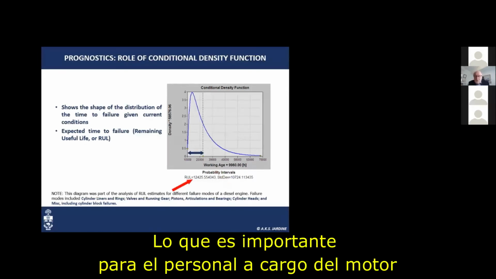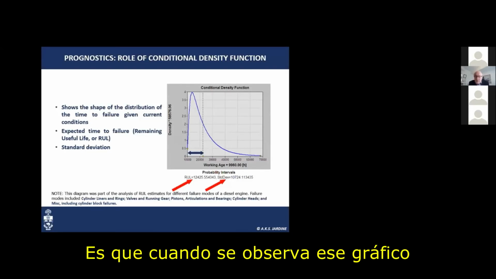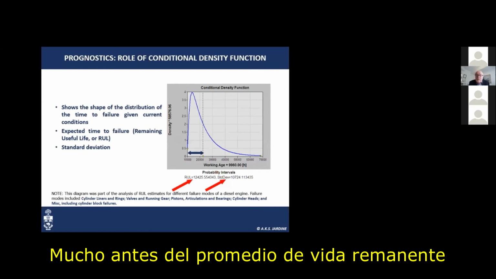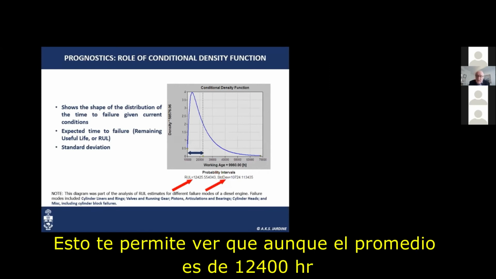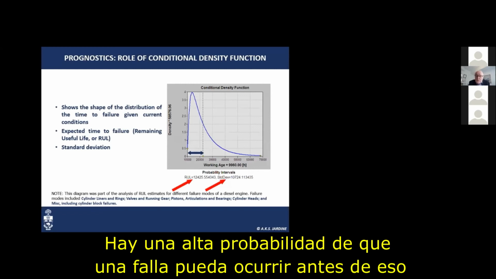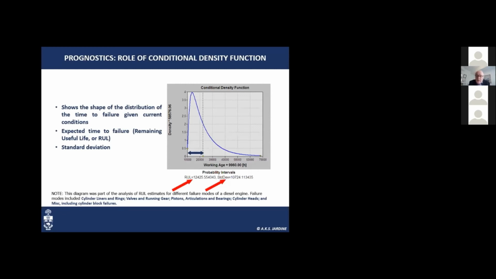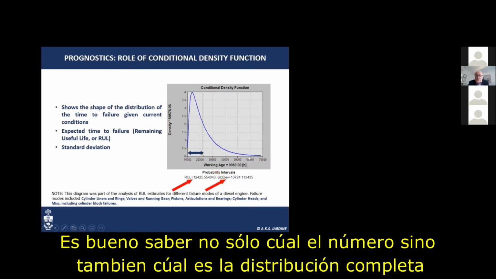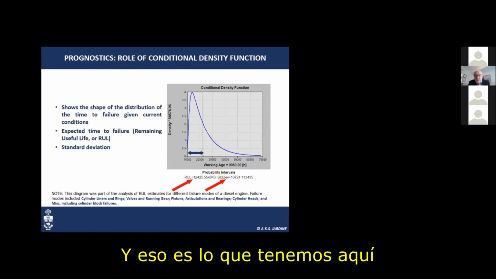But what's important to the engineering manager is when he looks at that chart, you can see a peak appears long before the mean remaining useful life. So it lets you know while the mean is 12,000 hours from today, there's a high probability that failure can occur before then. So when the question is asked, what's the remaining useful life? It's good to know not just what one number is, but what the complete distribution is. And that's what we have here.